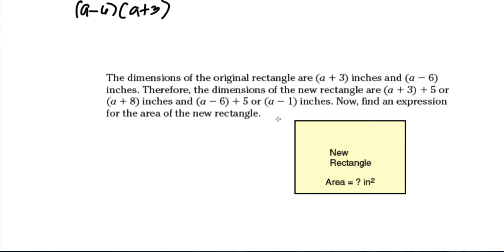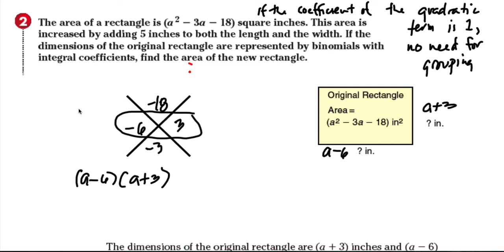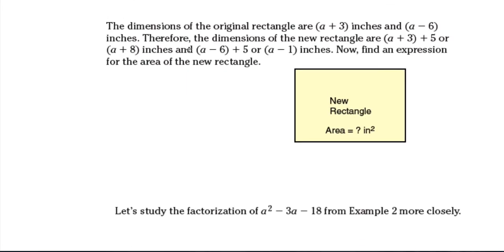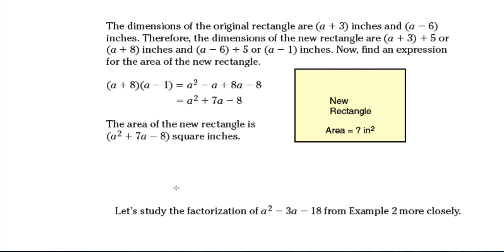Therefore, the dimensions of my new rectangle will be a plus 3 plus 5, because the area is increased by adding 5 inches to both the length and the width. So that's why we're adding 5 here. Okay, it becomes a plus 8, and a minus 6 plus 5 becomes a minus 1. Now find the expression for the area of the new rectangle. So all we need to do is get those two binomials, and we simply multiply them using the FOIL method. So the area of our new rectangle is a squared plus 7a minus 8. Okay, fairly simple.